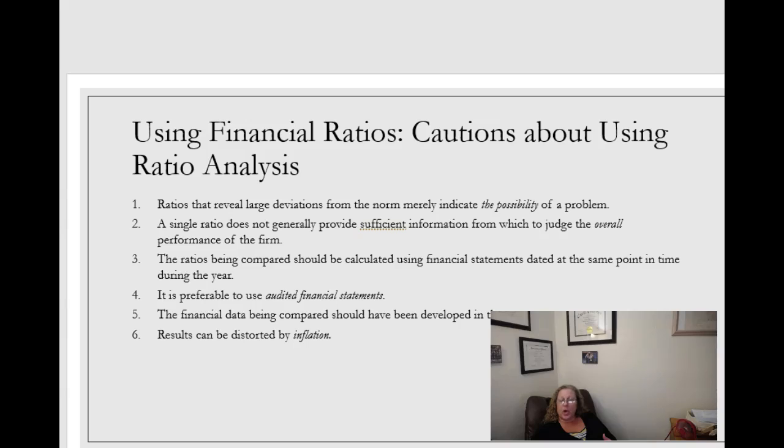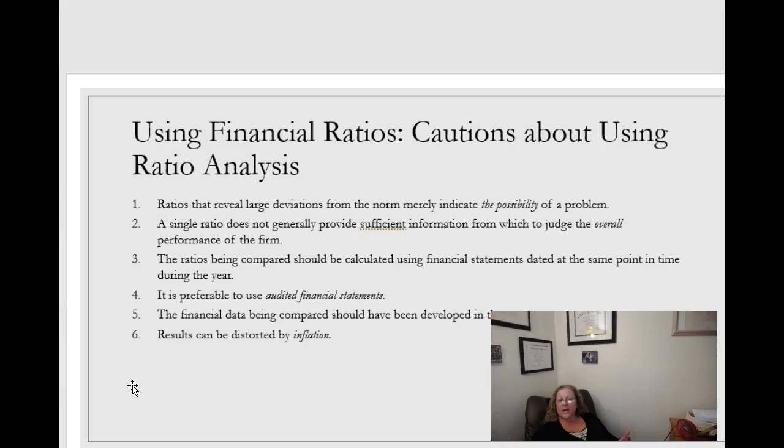Ratios that reveal large deviations from the norm merely indicate the possibility of a problem. A single ratio does not generally provide enough information for you to judge the overall performance of that firm. You have to look at everything. So the ratios being compared should be calculated using financial statements dated at the same point in time during the year, and it's preferable to use audited financial statements.